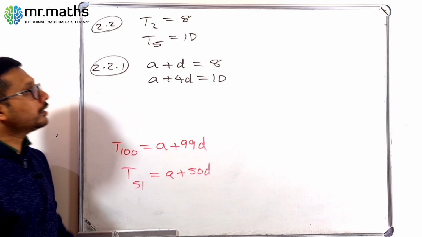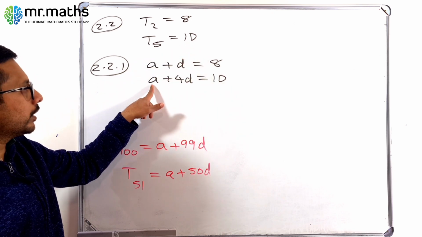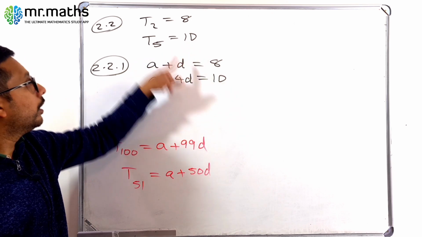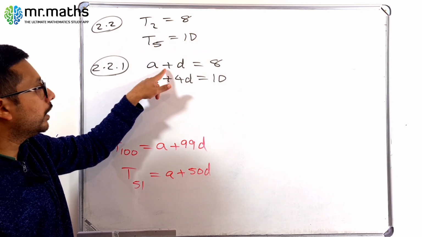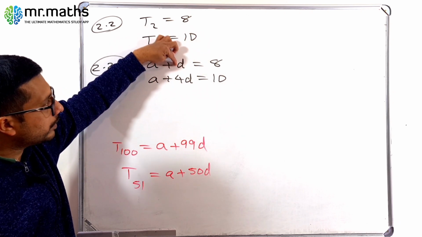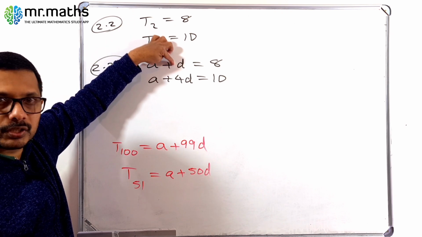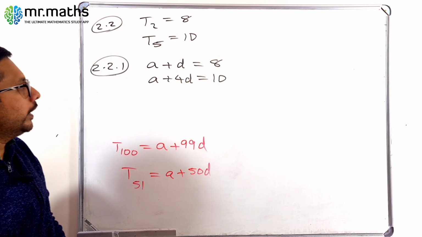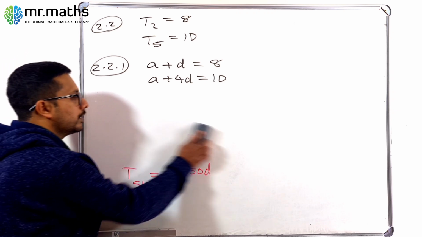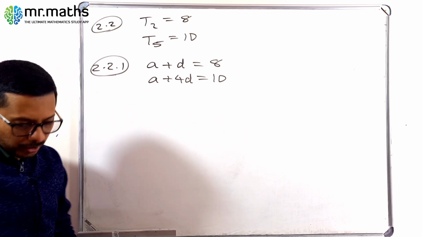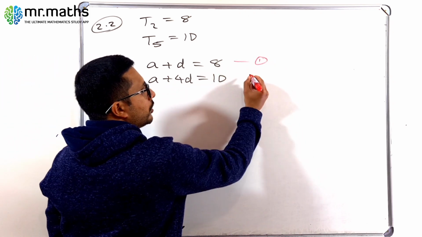Here it is given that the fifth term is 10, that is why I wrote it as A plus 4D. Second term is 8, that is why here I wrote it as A plus D, where it is 1 less than the term number. Second term, so I am supposed to write 1D, is equal to 8. Now from here you have to find the common difference. That is the question. How can we find this common difference? It's very easy. It's a simultaneous equation.